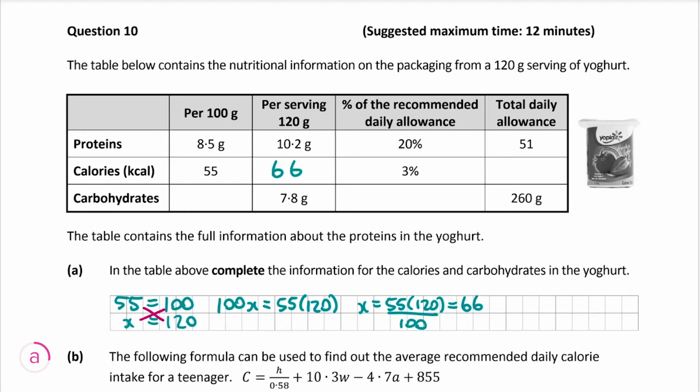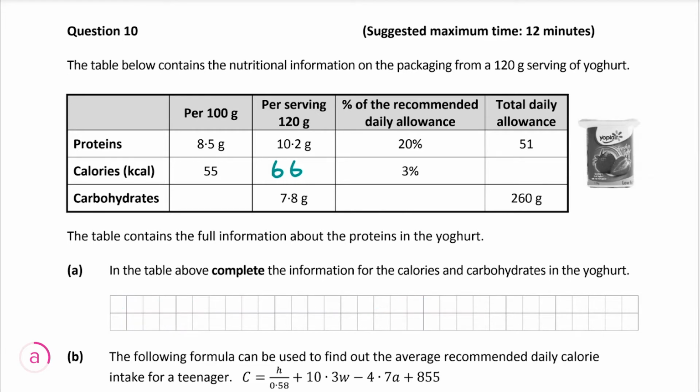So after we fill that into the table, the next missing space is the total daily allowance of calories. So we're already told in the table that the 66 calories in this yogurt is equal to 3% of the recommended daily allowance of calories. So this means we can write the equation 66 is equal to 0.03 times x, where x is the total daily allowance of calories. Now from here, to solve for x, we divide both sides by 0.03, and this gives us an answer of 2,200.